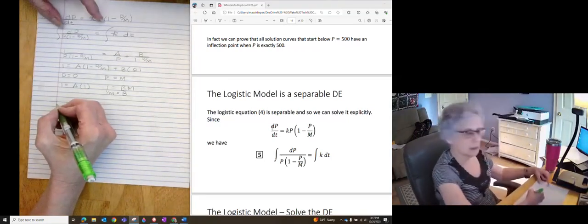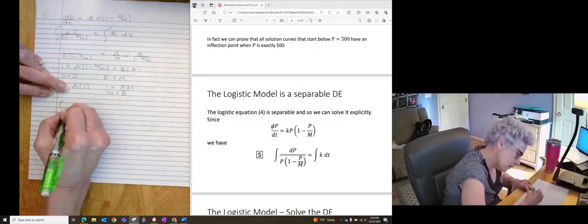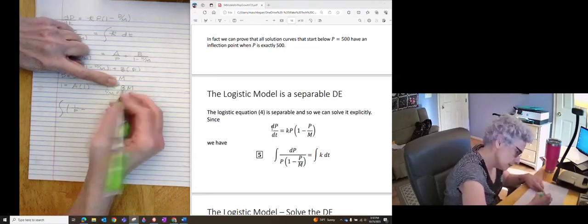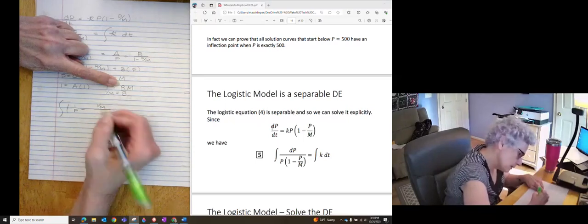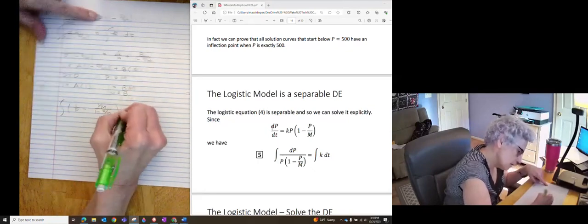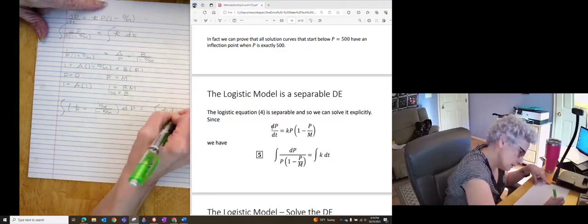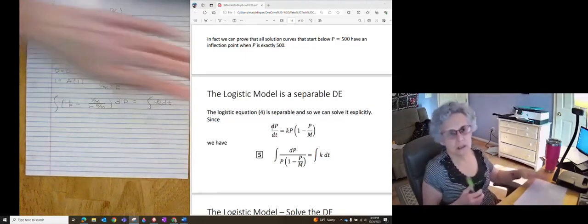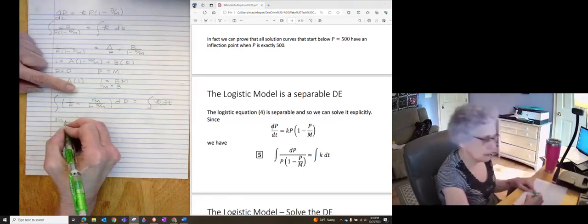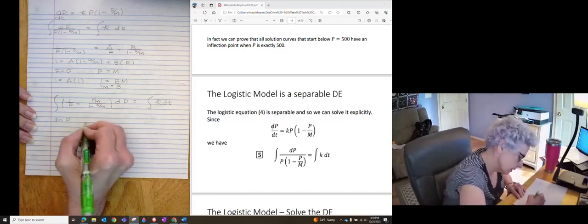So let's look at the left-hand side. I have the integral of A over P, so 1 over P plus 1 over M over 1 minus P over M dP. And then the right-hand side is super easy. So this is the natural log of P. I'm not going to put absolute values because it's a population, it's positive.